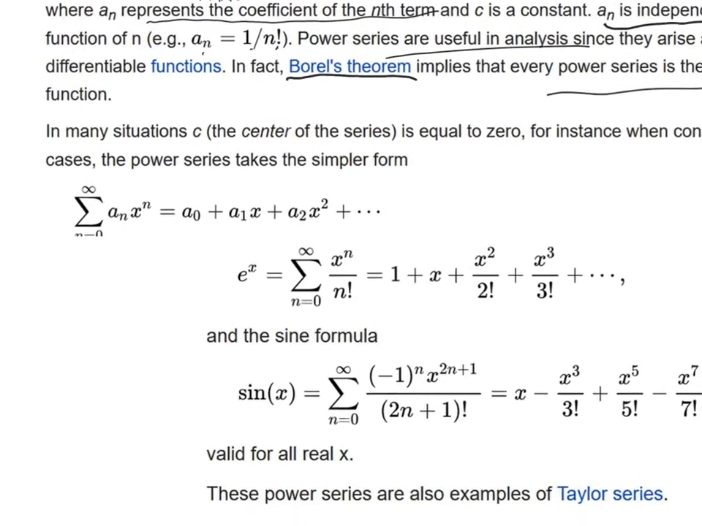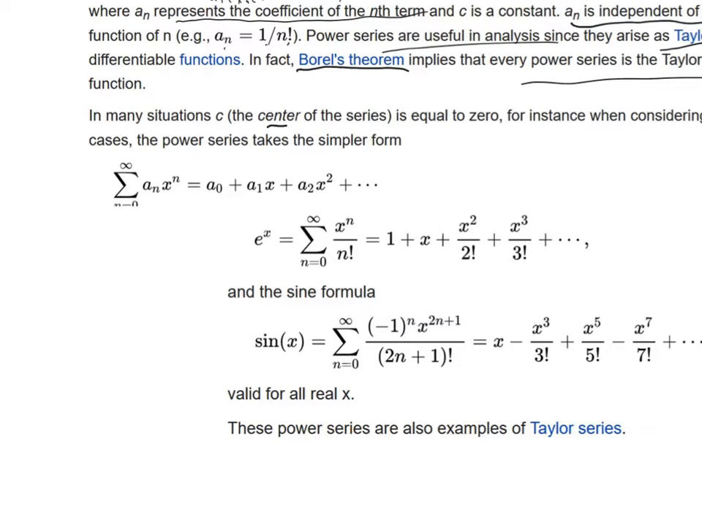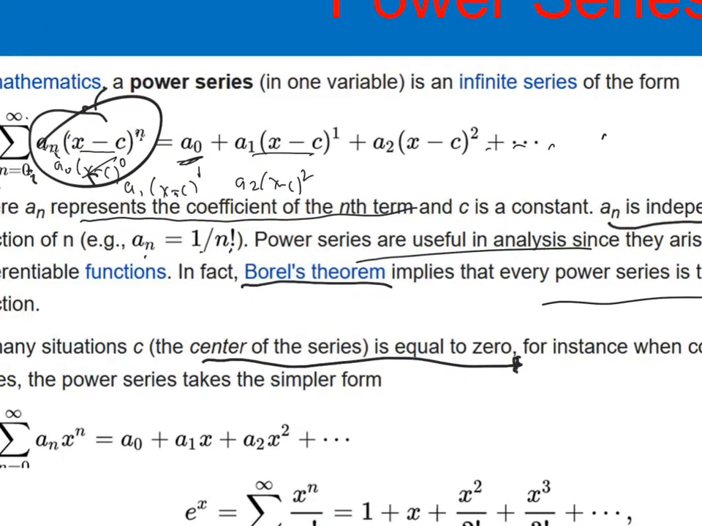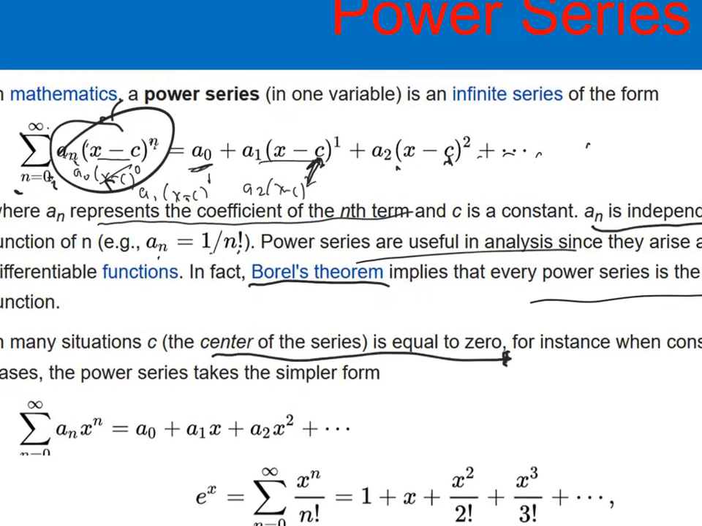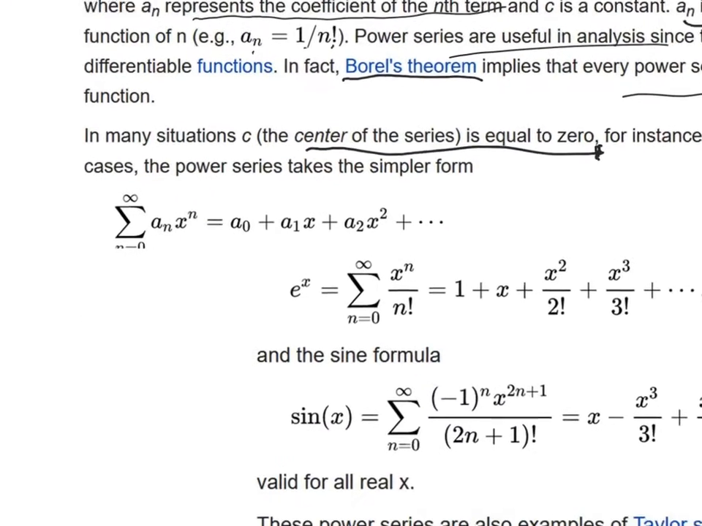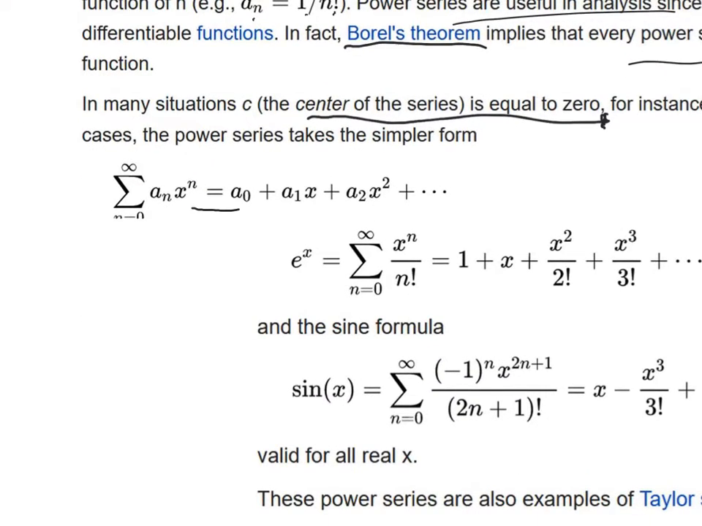In many situations, the center of the series is 0. This particular one had a center that was not 0. It has c. But what if it was 0? Then you would see a sub 0 plus a sub 1 x plus a sub 2 x squared, and so forth, right? Because the center would have been 0. There it is right here.